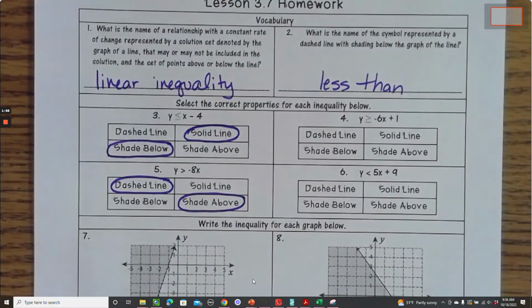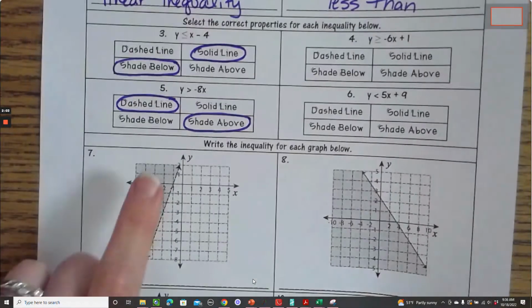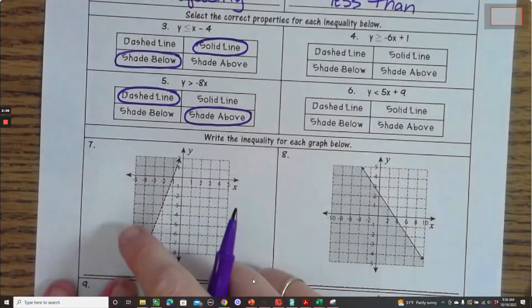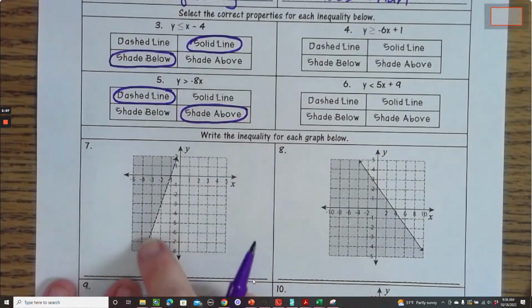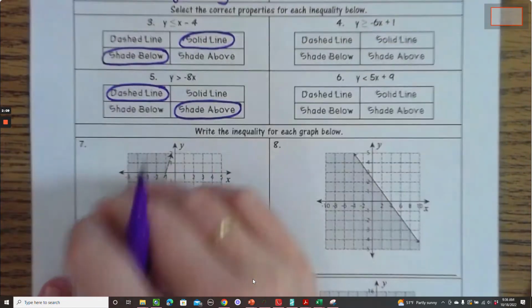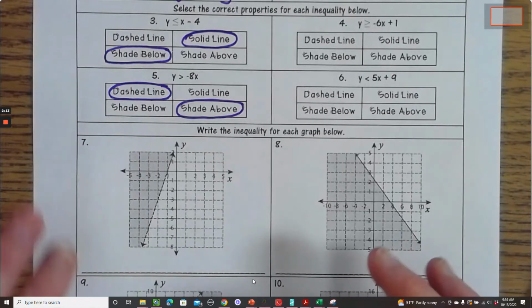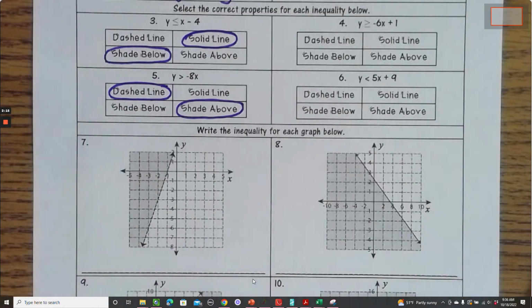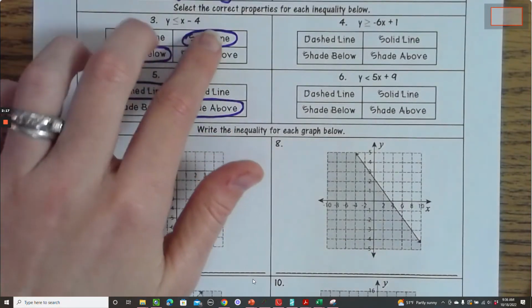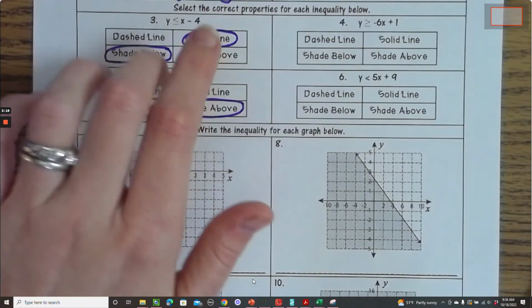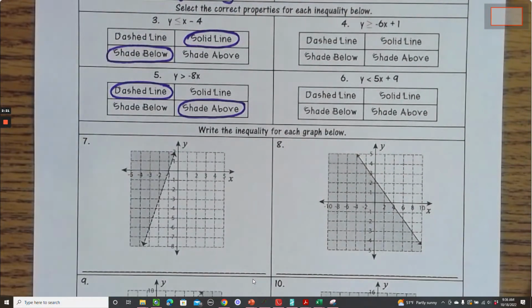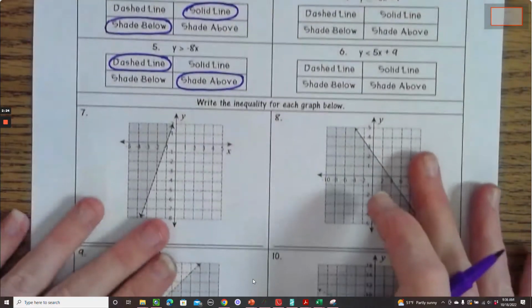So what all that means, the shading above and below, it looks like this when you actually graph it, something like this. It means any point that falls in this shaded area is a solution to that inequality. Any of those points could be an answer. So all we're doing today is what kind of lines we would draw, where we would shade, and then we're going to write the inequalities for the graph.